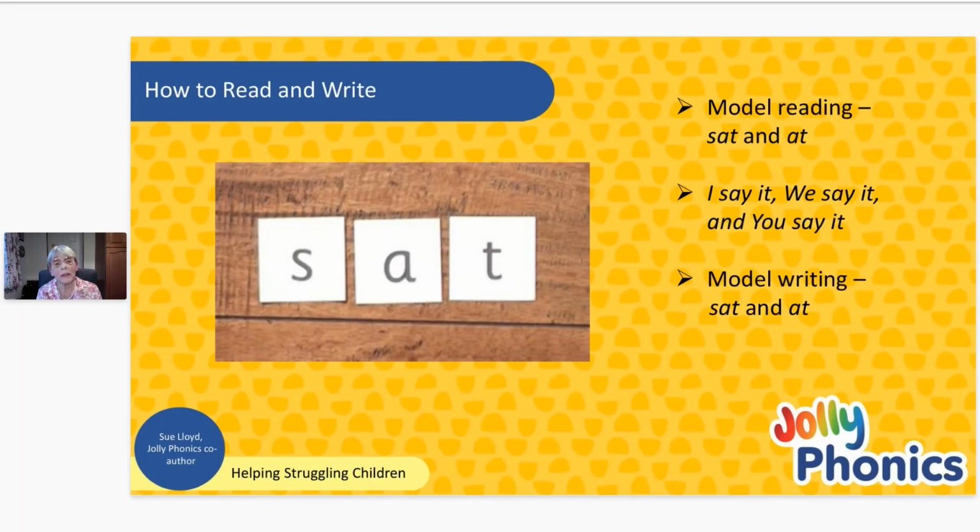Sat, sat. And then you say, right, you can do it on your own now. And you point to the letters, and the children call out the sounds and then say the word. And this makes it as easy as possible for them to blend. And then you can do it with the word at as well. So you've got the two words, sat and at. So that's demonstrating how we work out words for reading.